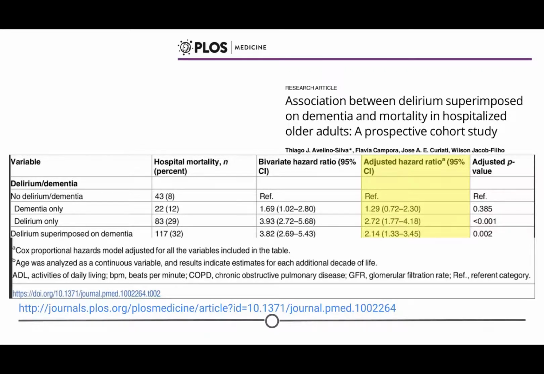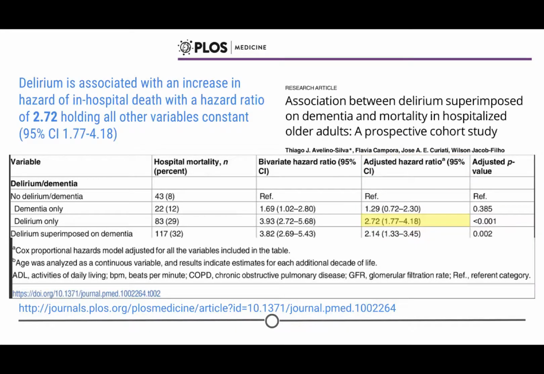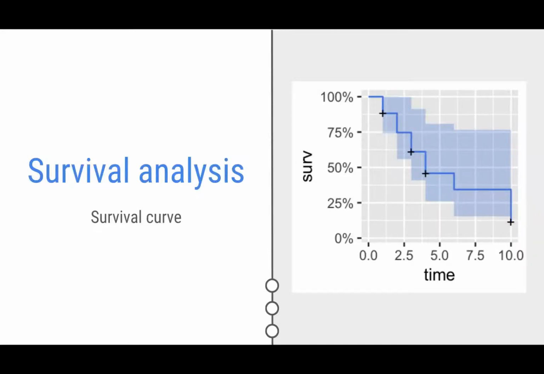In their results, they report the unadjusted and adjusted hazard ratios with confidence intervals. Note that in this table they call their unadjusted hazard ratios bivariate hazard ratios. There is some heterogeneity in the literature as to how these models are referred to, but they often mean the same thing when they're talking about a single exposure term in the regression model. For example, we can interpret that delirium is associated with an increase in hazard of in-hospital death with a hazard ratio of 2.72, with a 95% confidence interval of 1.77 to 4.18 on the hazard ratio, holding all other variables constant.